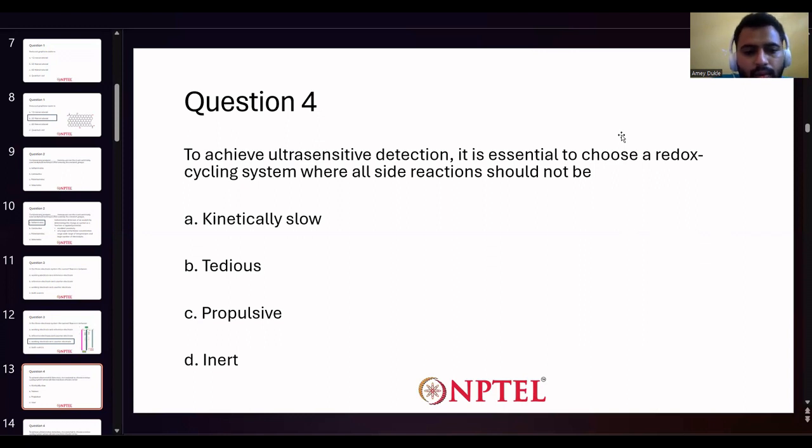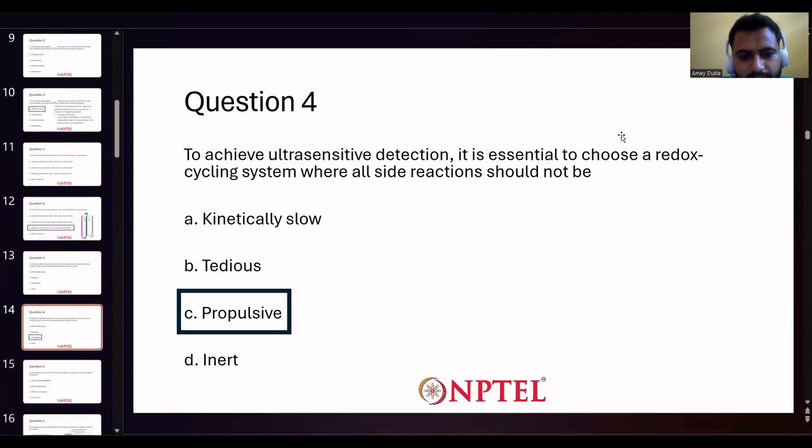Logically, what we would want is that the side reactions should be as low as possible, so that the background noise or the wrong readings are as low as possible. We always want the sensor to detect only what we want. That is why the answer to this question is that the side reactions should not be propulsive. They should be inert. It is always recommended that side reactions are inert, but even if they are slow enough that our main reaction occurs and we have gotten the data, that's enough for us. Our main aim is that the side reaction should not be propulsive in nature.